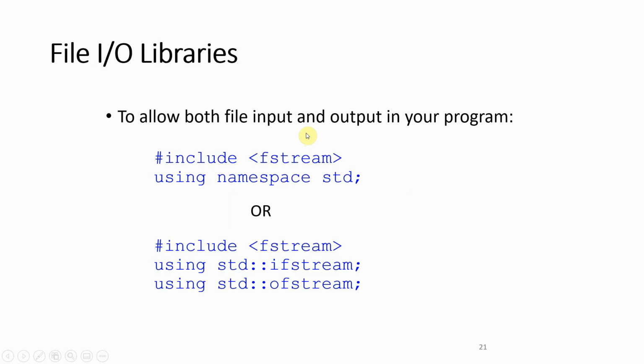So to allow both file input and output in your program, you have to include the fstream. We also have to use the namespace std. If you don't want to use the whole namespace, you can specify which classes you want to use. So in this case, you can say that I only want to use the ifstream and ofstream classes that are defined in the namespace std.